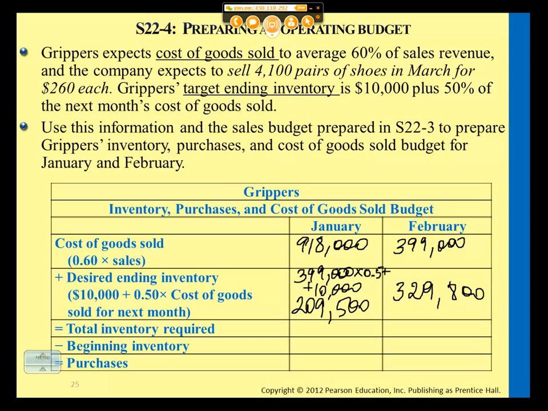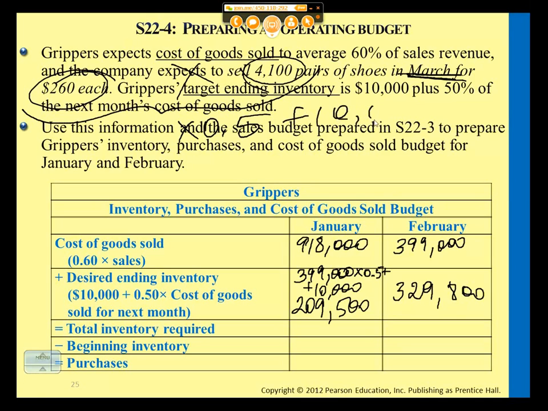Okay, so I took in March, right? I have 4,100 and I have 260. So I multiply those two numbers, right? Then I take this number and multiply it by 0.5 and then I add $10,000. 542,000.